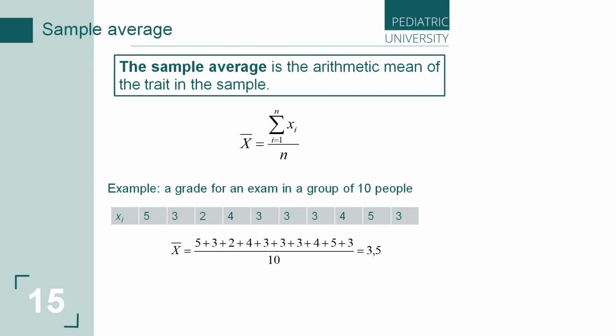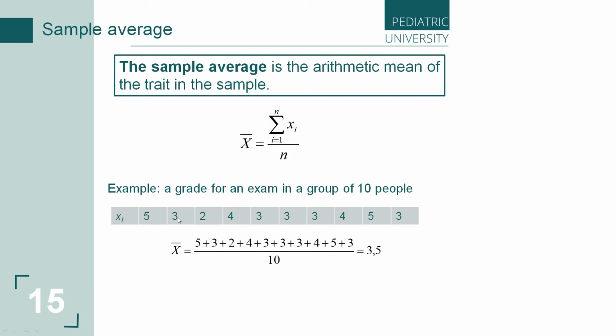This is the arithmetic mean of the values in the sample. So, you can see the formula on the slide. That is, it's the sum of all values in the sample divided by the number of all elements in the sample. For example, on the slide you can see the example. This is a score for an exam in a group of 10 people. We added up all the scores and divided by 10, and you get an average score of 3.5.